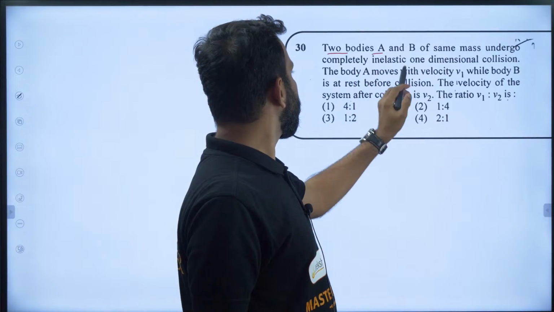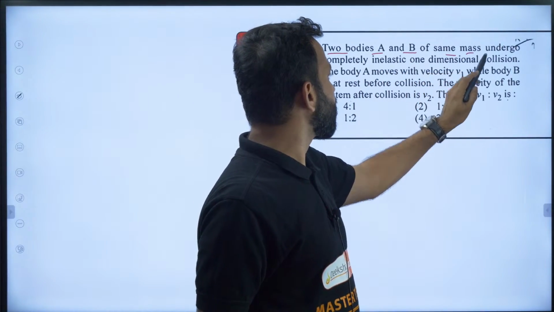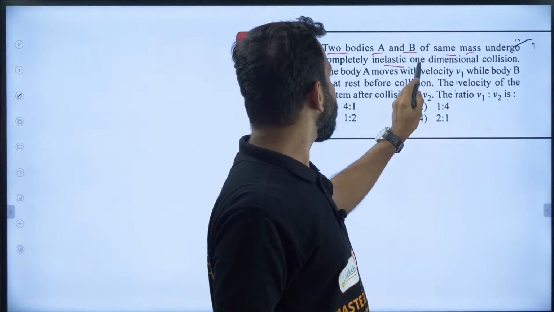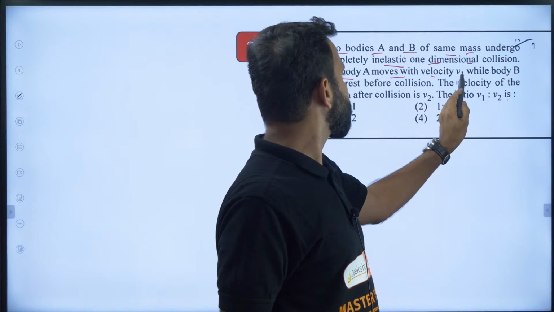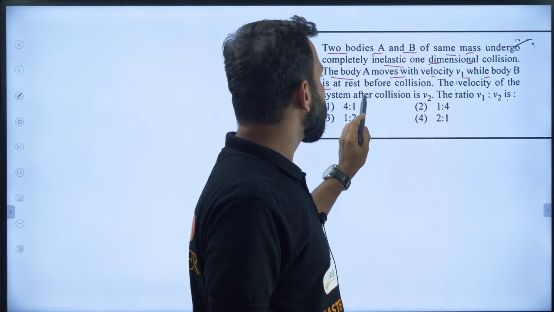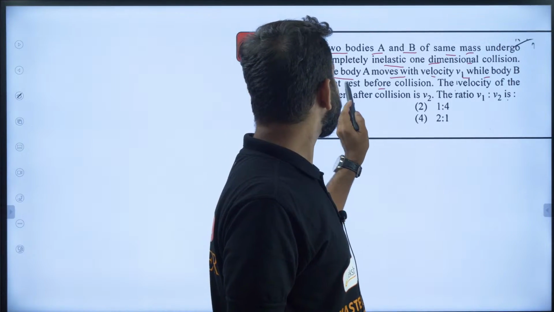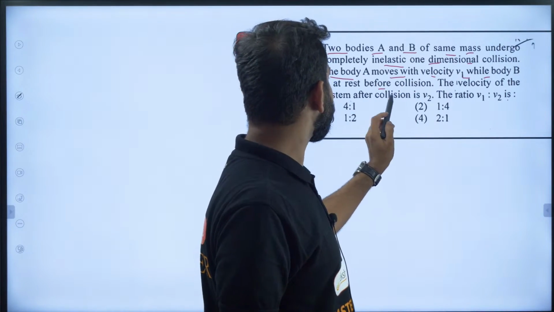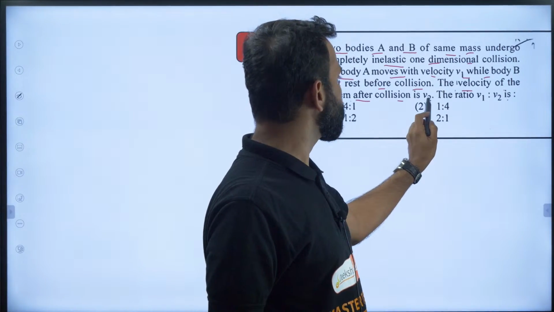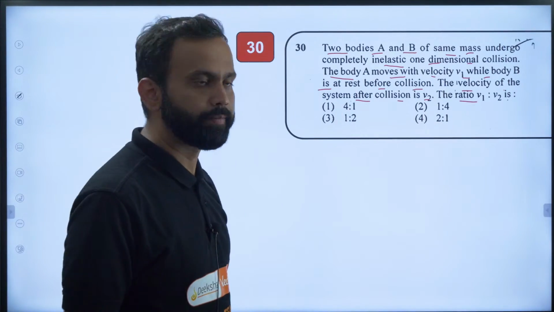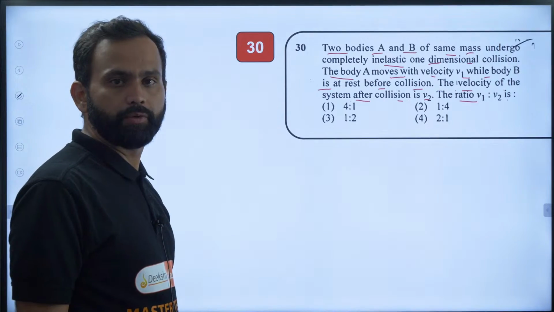Next question, question number 30. Two bodies A and B of same mass undergo completely inelastic one-dimensional collision. The body A moves with the velocity v1, while body B is at rest before collision. The velocity of the system after collision is v2. They are asking for the ratio v1 is to v2.